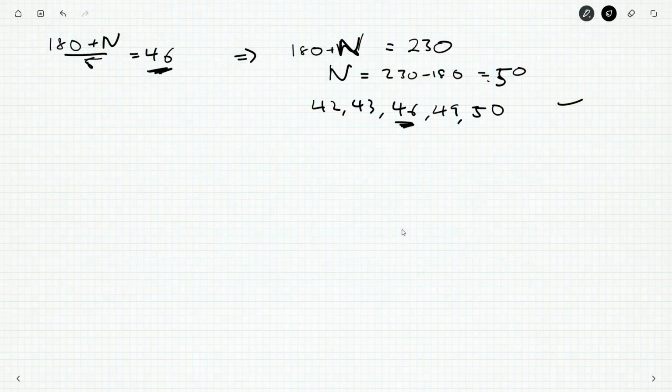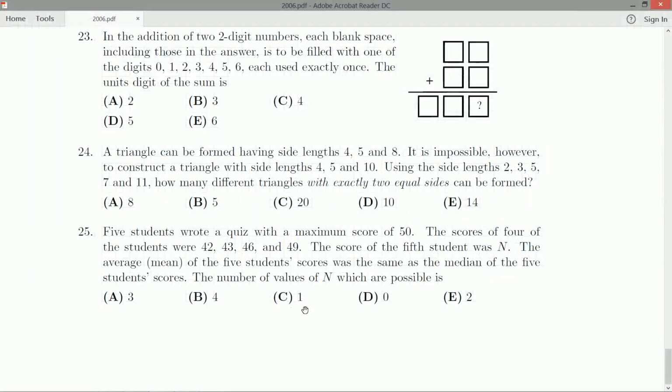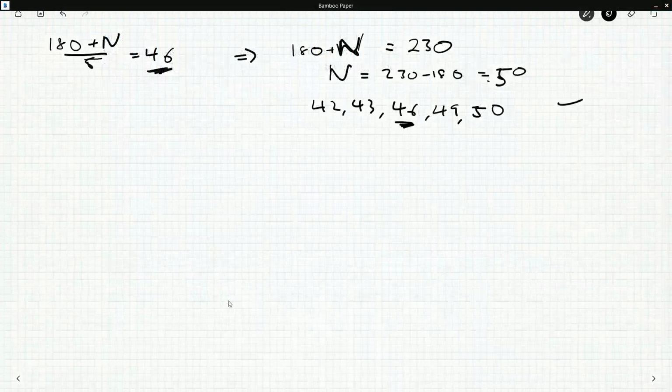And now we have two values. 35 and 50 will both give us the average equaling the median. So now we know it's not C or D. It's looking like it might be E, but we've got another case to check, so it could still possibly be A or B. Okay, and that's if the median happens to be n itself.